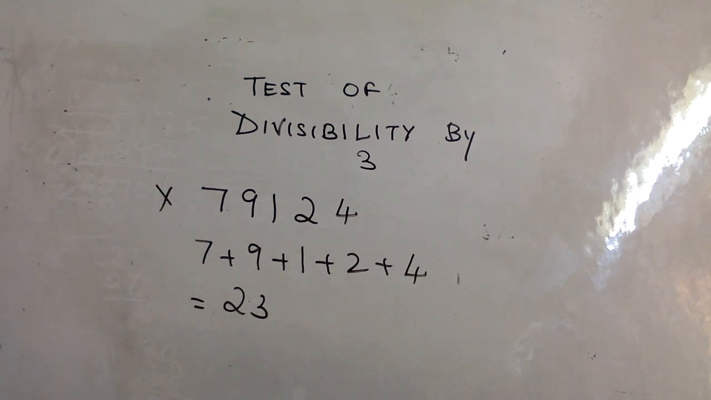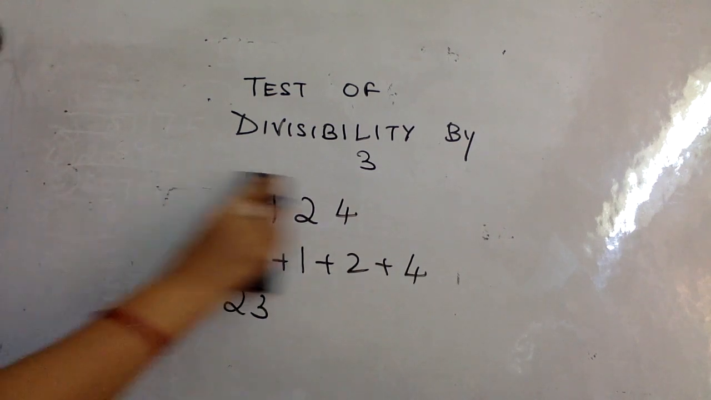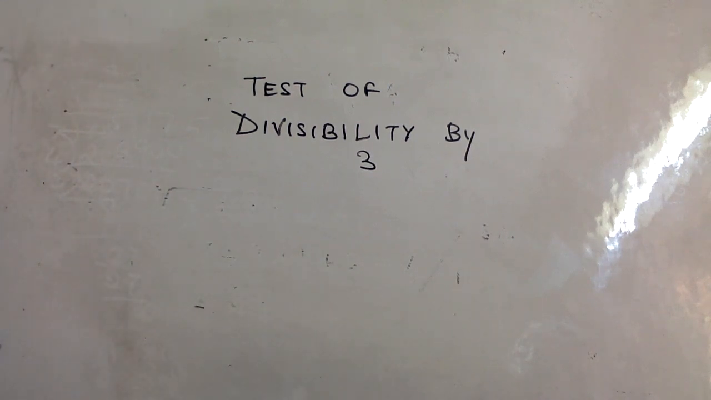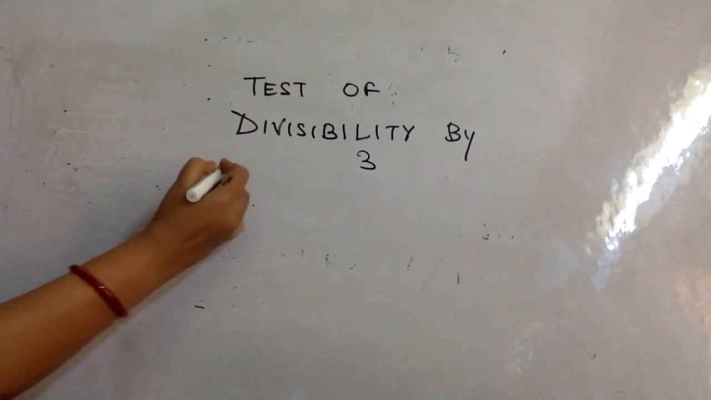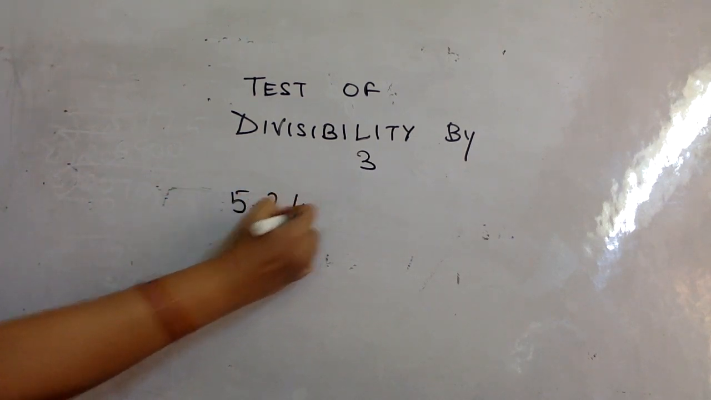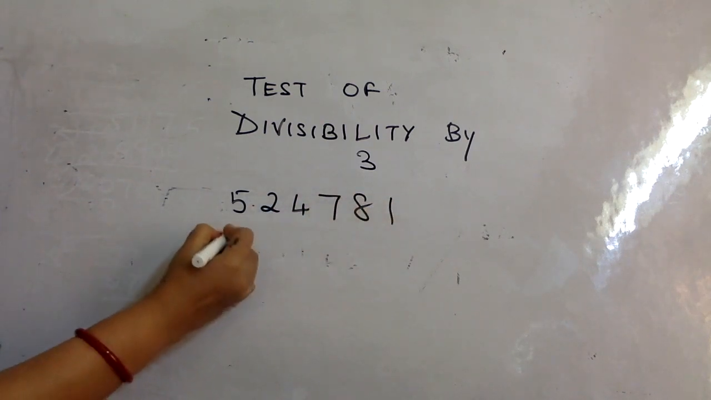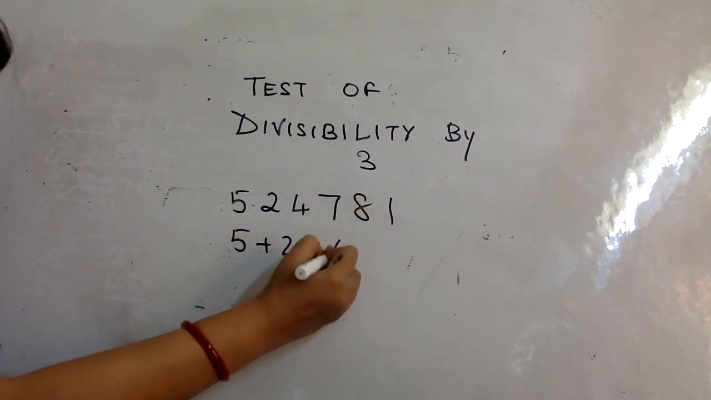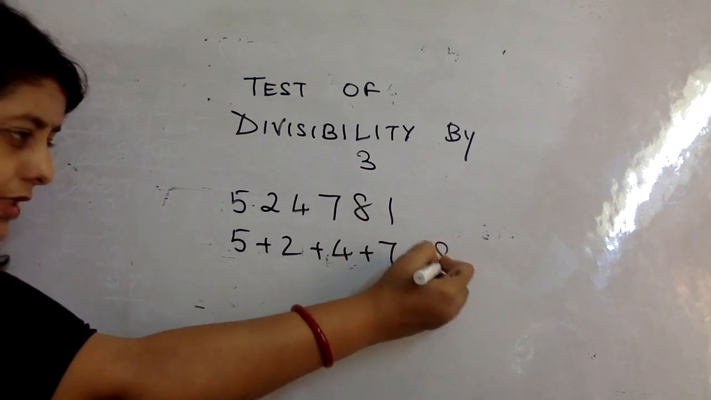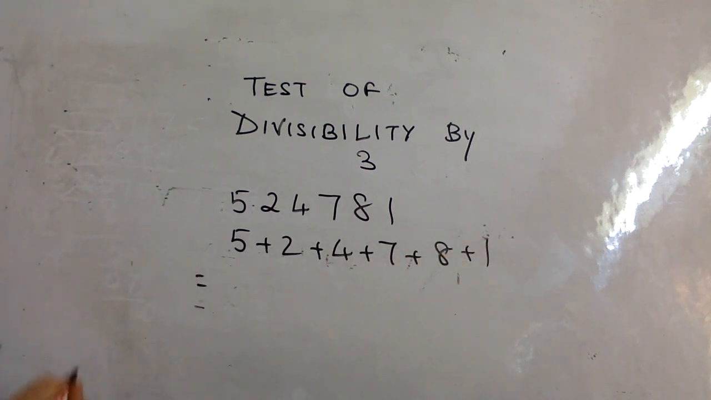Let's take another number now. We'll take another number and test the divisibility of 3. Let me take 524781. 5 plus 2 plus 4 plus 7 plus 8 plus 1.